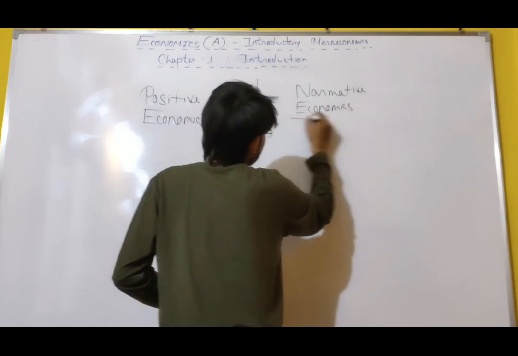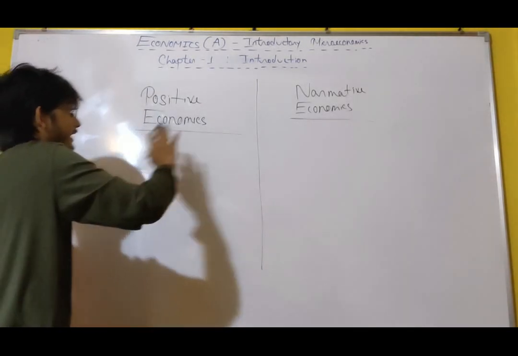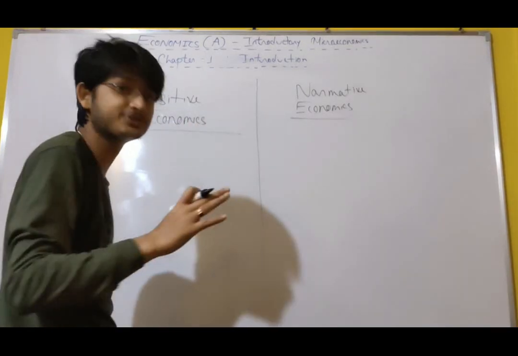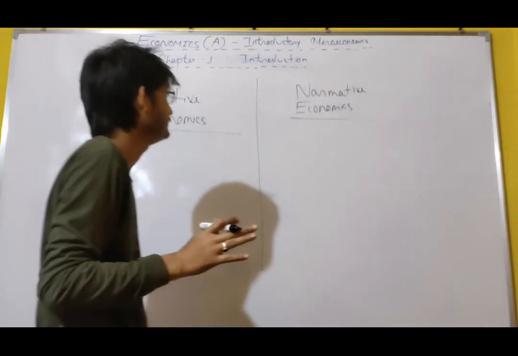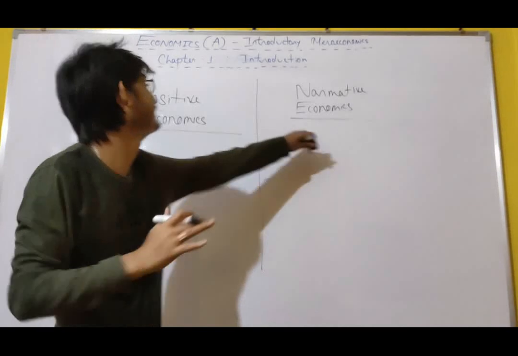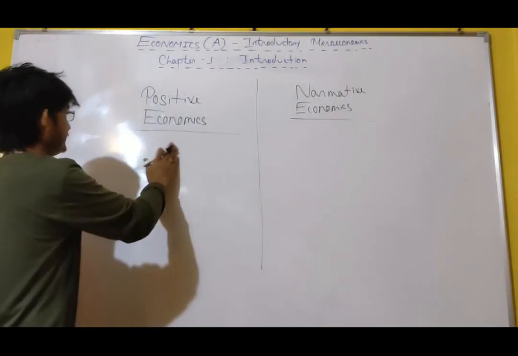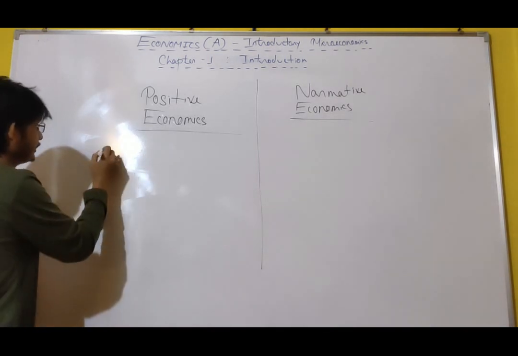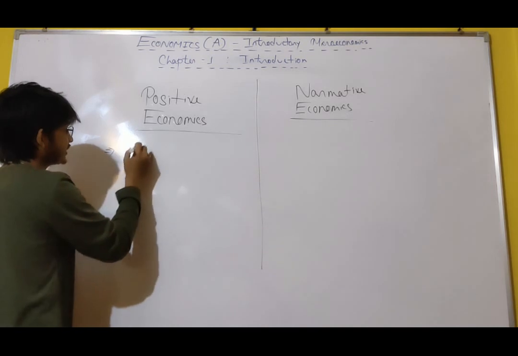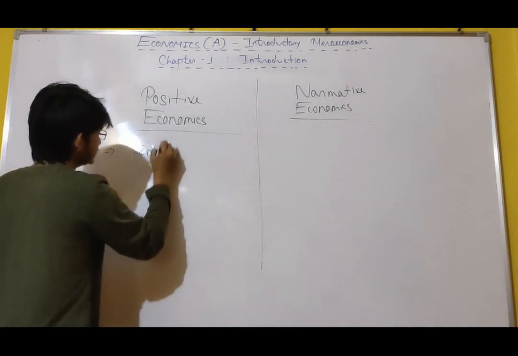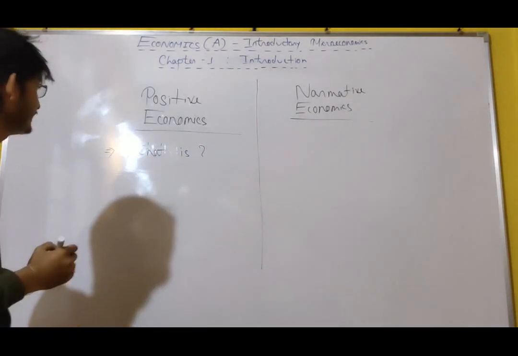Well, students, before starting, I want to mention that do not ever think that positive and normative economics is something like yes and no, that positive simply means all the positive things and normative simply means the negative things, like yes and no kind of thing. This is not the thing actually. Positive economics basically deals with what is. It deals with the question what is.